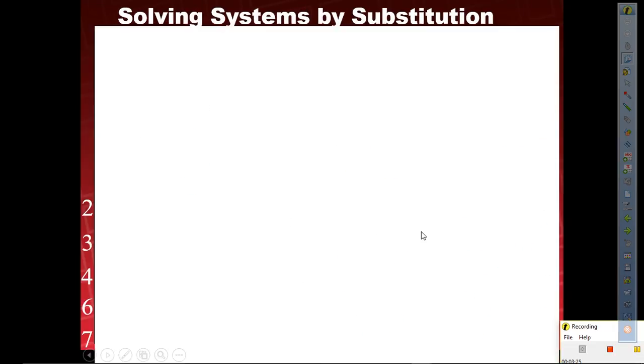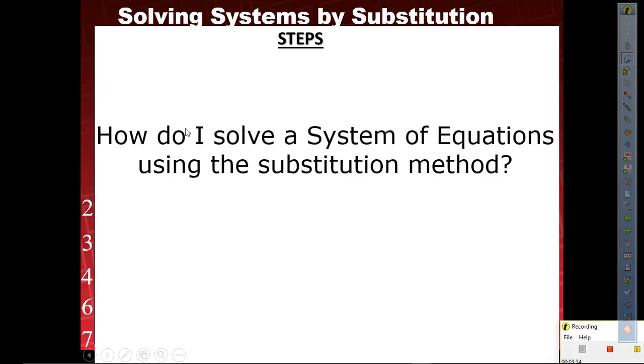Okay. So, now that we're there, write on your paper, steps. And of course, don't write this question, but think about it. How do I solve a system of equations using the substitution method? So, before we get started with the steps, think back to the process, talk it over with your neighbor, let them know in words the 5 steps that you need to do in order to solve a system of linear equations by substitution. Go.